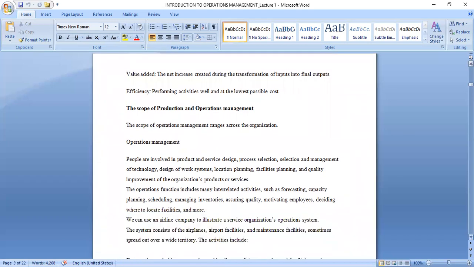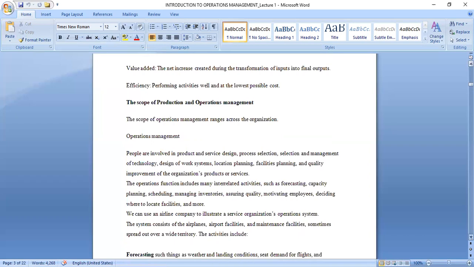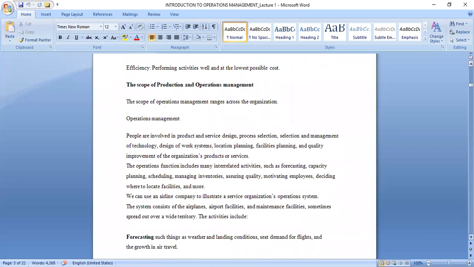Then when we talk about efficiency, these are terms that you're going to be using as vocabulary in this subject. When we talk about efficiency, we mean being able to perform activities well at the lowest possible cost. That's what we mean by efficiency.